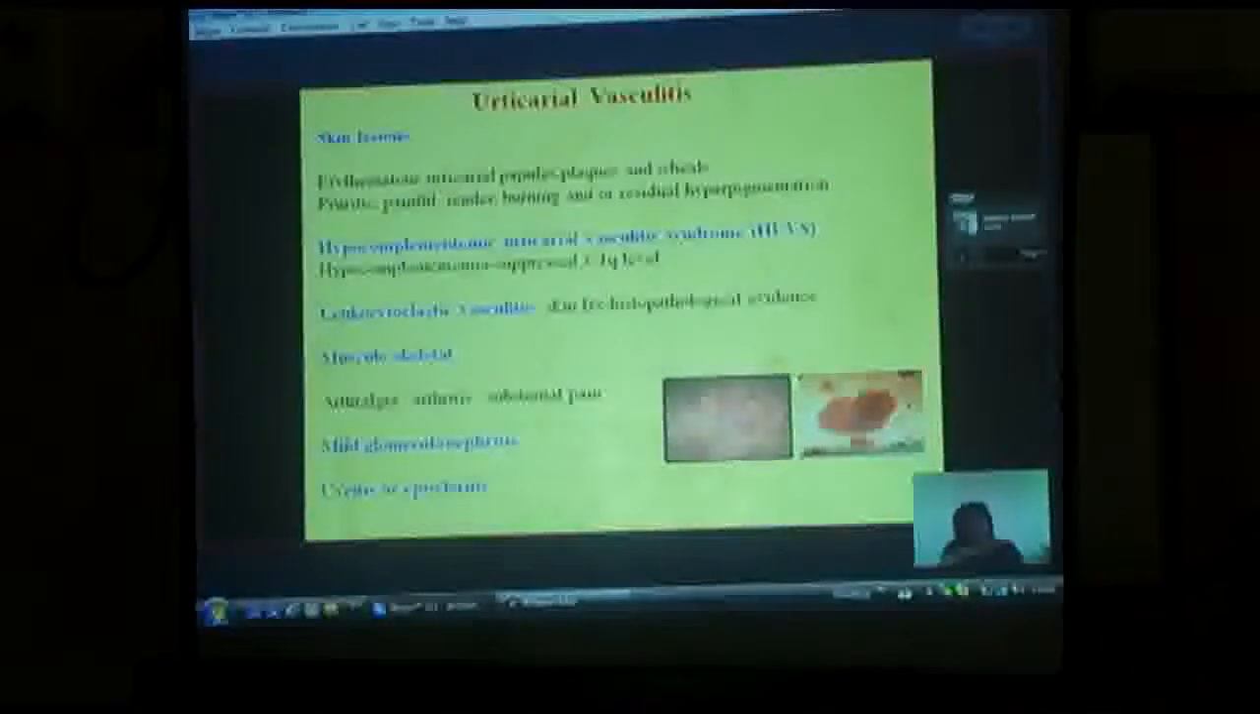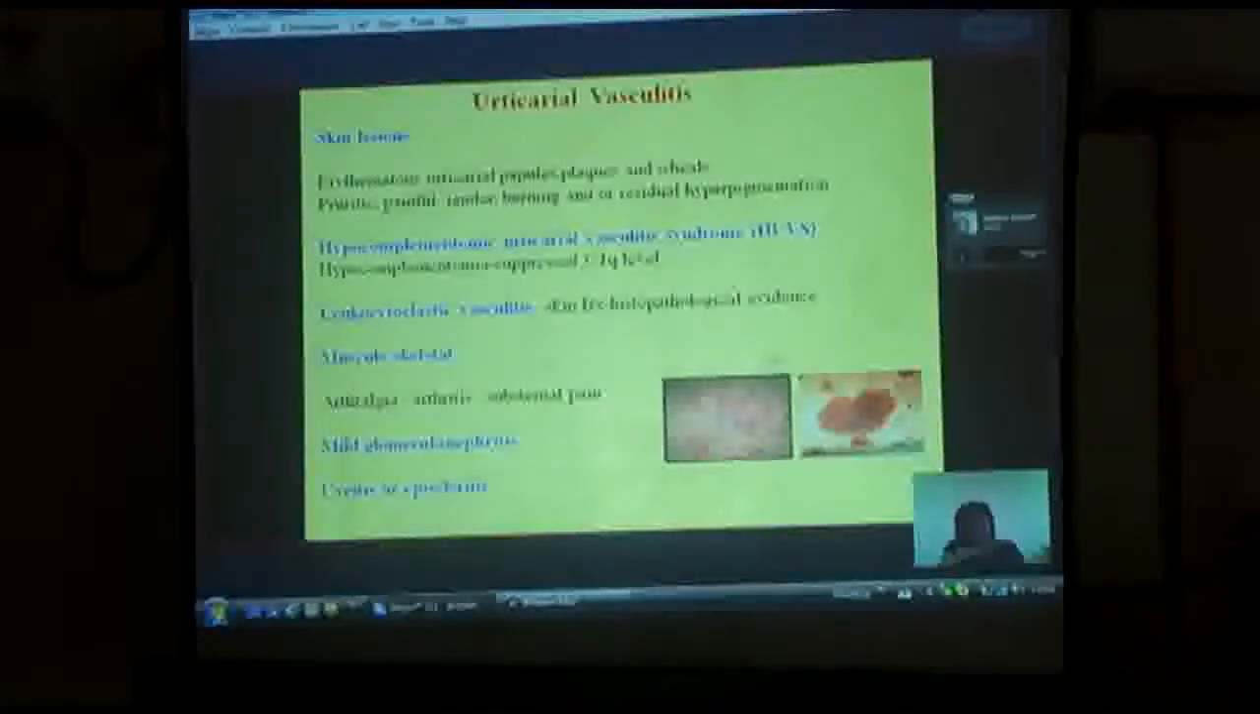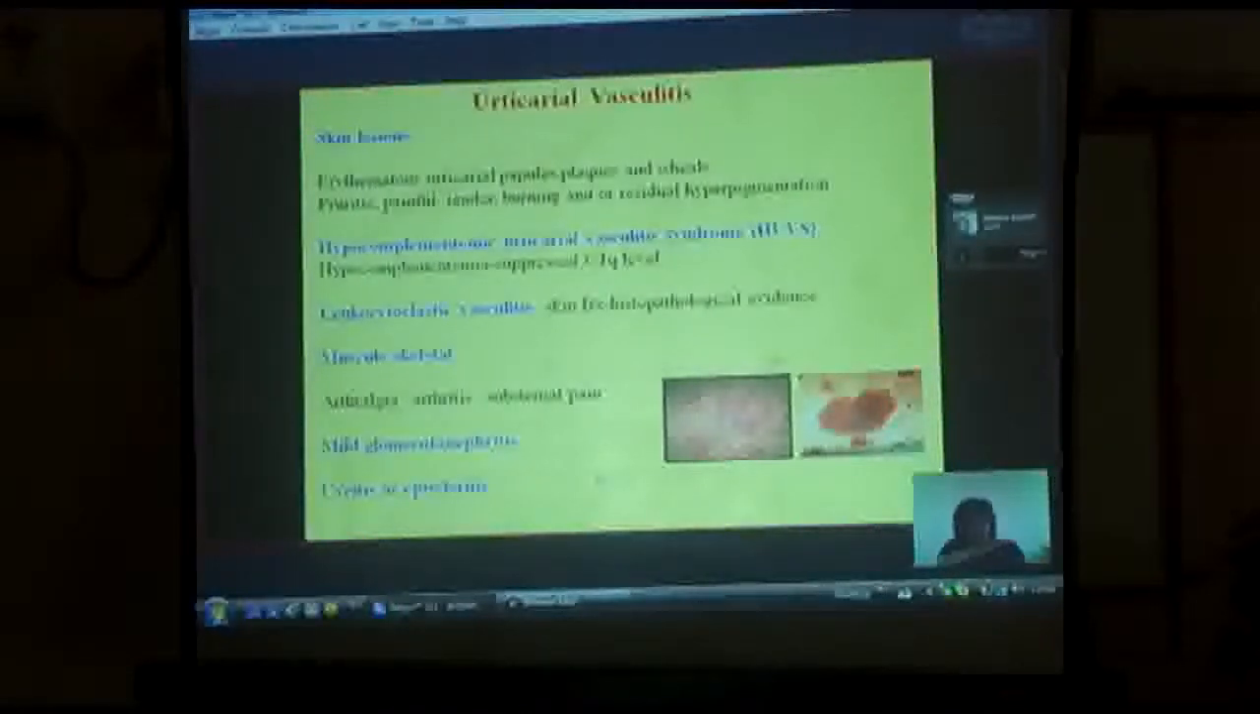Urticarial vasculitis. The skin lesions are erythematous urticarial papules, plaques, and wheals. They can be pruritic, painful, tender, and burning, and mainly leave a residual hyperpigmentation. The 2 types of urticarial vasculitis syndrome that we see are hypocomplementemic urticarial vasculitis syndrome due to C1q deficiency and leukocytoclastic vasculitis. Musculoskeletal manifestations are arthralgia and joint inflammation, and particularly we see substernal pain in these patients. Again, renal involvement and eye involvement are not uncommonly seen.